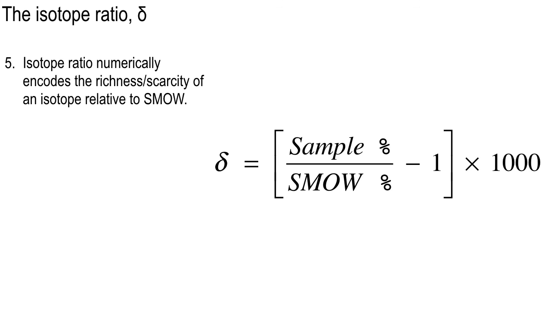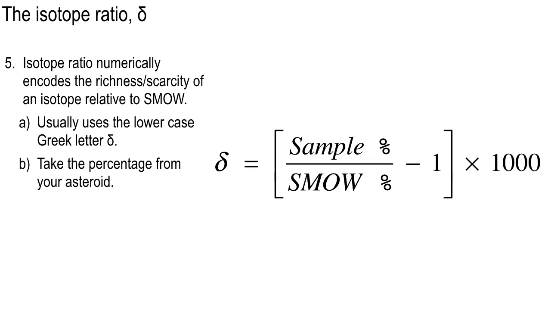And so you do your measurements in the lab, you come up with a number here, as parts per million or a percentage, whatever you want to do. And then you do the same thing down here. Well, you look this one up. Somebody else has done that for you. SMOW, you look that up. Then you subtract one and then multiply the whole shebang by 1,000. All right, so here's the procedure. This isotopic ratio usually uses Greek lowercase delta.